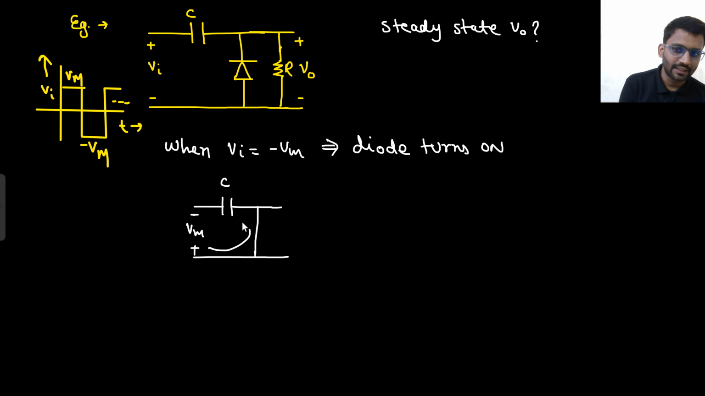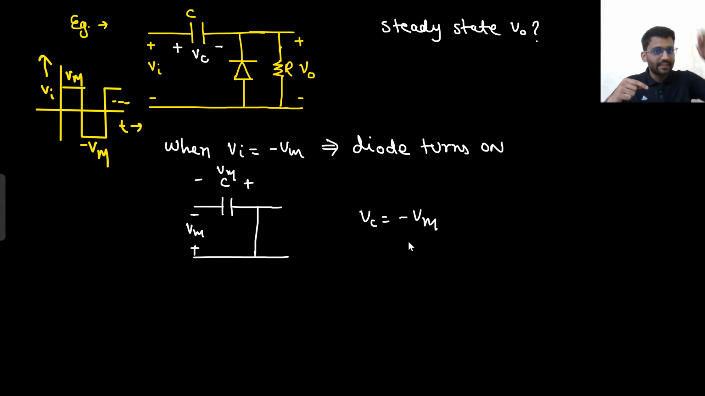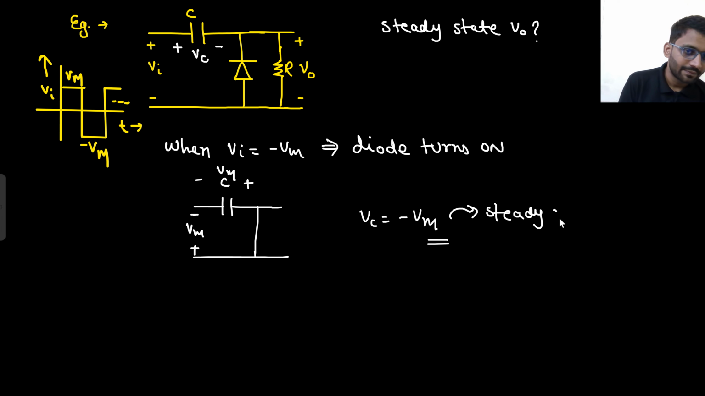So how will the capacitor charge? The capacitor will charge in this direction. So what will be the voltage across the capacitor? The voltage will be Vm, but in the opposite direction. If I call this potential Vc, then your Vc is minus Vm, because the capacitor is getting charged in the opposite direction, from right to left. Are you getting this point? Very easy point. So this is minus Vm. Now this is the steady state voltage of the capacitor. It is never going to change.